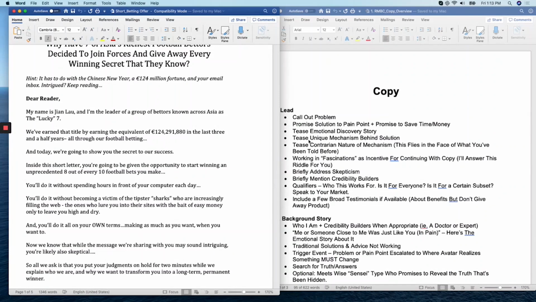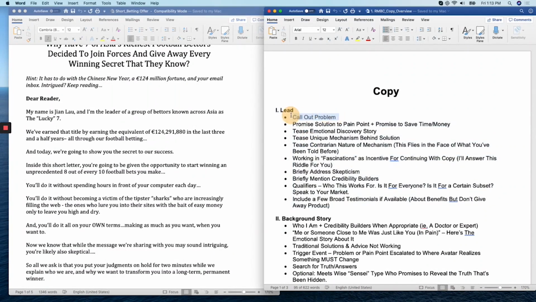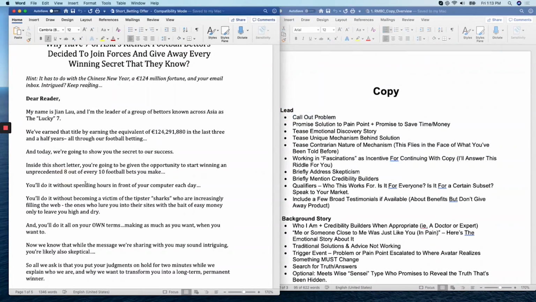Okay, so does it call out the pain point or the problem? Yeah, right. Without spending hours in front of your computer, without being a victim to tipster sharks who leave you high and dry, doing it on your own terms. But really, I guess these two are the pain point, or the problem. Well, a solution that saves time and money. Yeah, kind of like with it, you'll do it on your own terms.